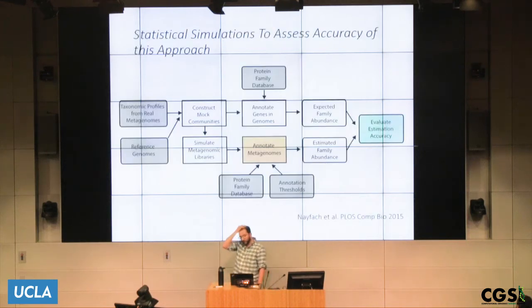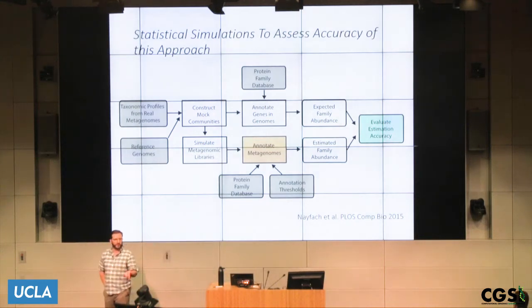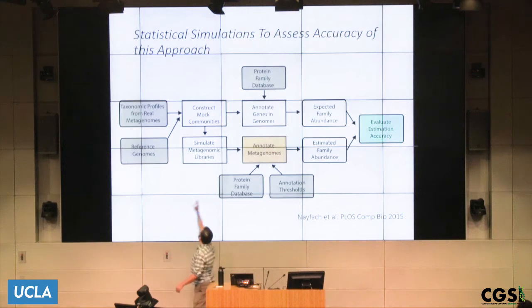So having identified these different pain points, we conducted an analysis a little while ago where we used a simulation-based procedure to try to answer some of these questions that were plaguing the field. And what we basically did is we took reference genomes and we constructed mock communities where we had whole genome sequences and we weighted the abundance of these genomes based upon taxonomic profile from real metagenomes we'd seen previously in published literature. We then took those mock communities and we used whole genome sequences to annotate all the genes in those genome sequences using a variety of different protein family databases. But we can just say KEGG for now because we did it in that analysis, in that space.